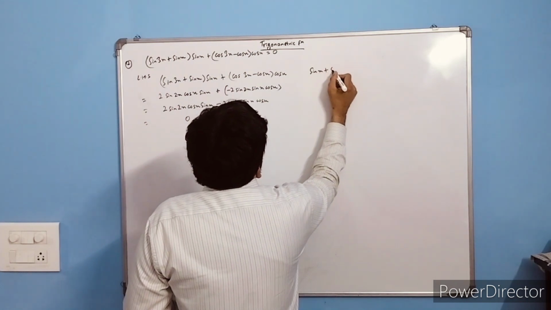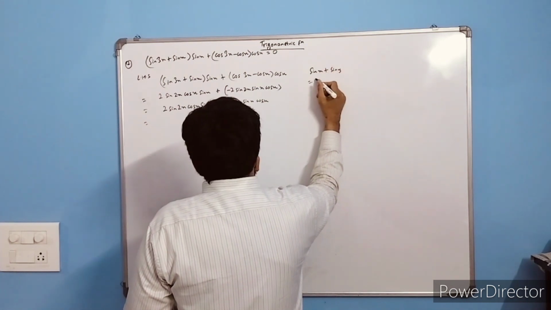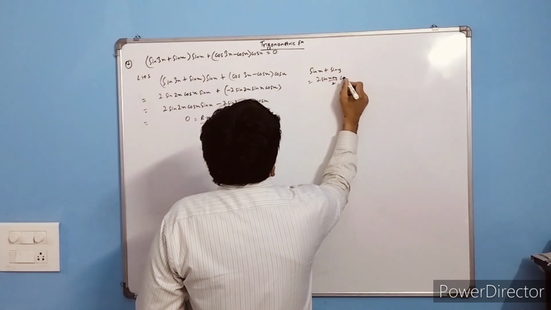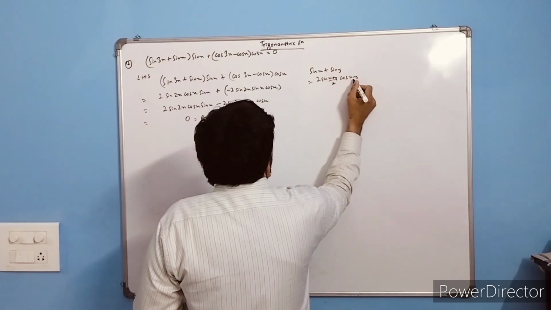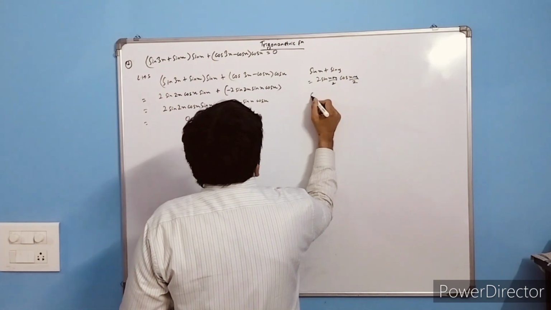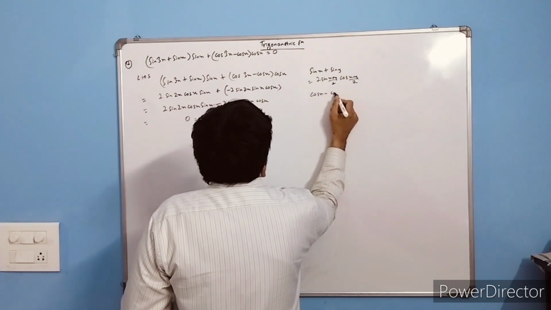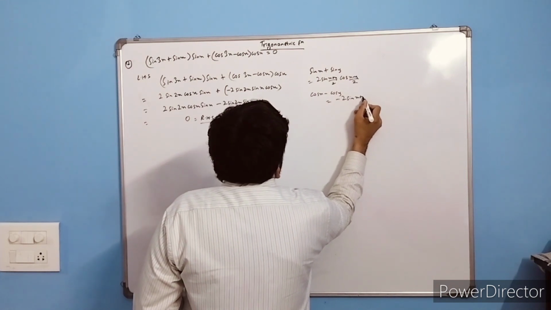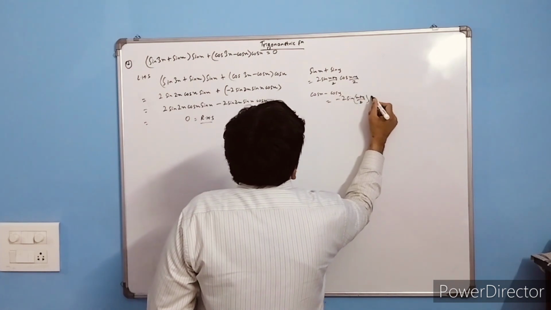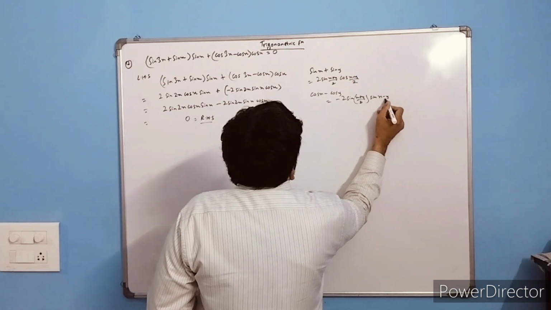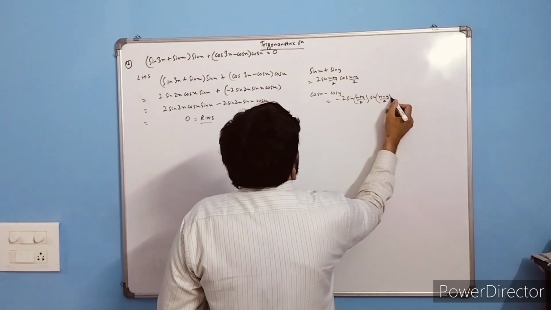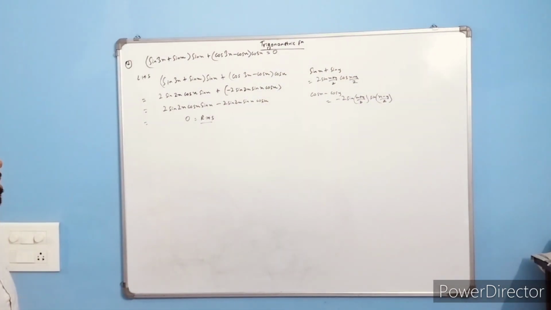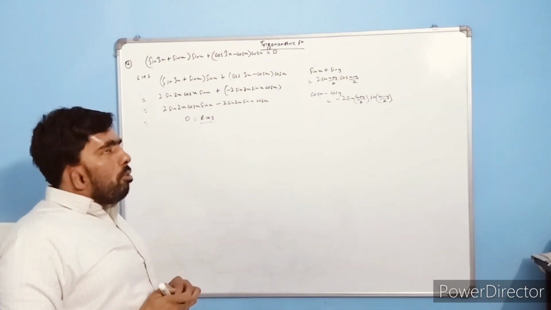Sin x plus sin y, that is 2 sin (x plus y) by 2 cos (x minus y) by 2, and we have also used cos x minus cos y, that is minus 2 sin (x plus y) by 2 and sin (x minus y) by 2. Okay, so these two identities, these two formulas we have used in this numerical to solve it.